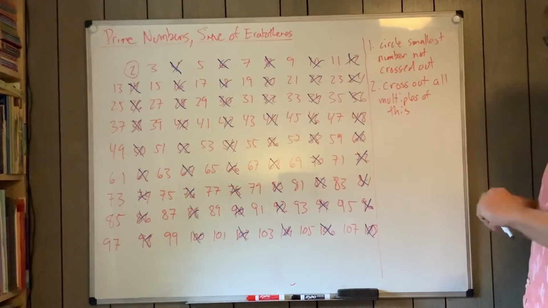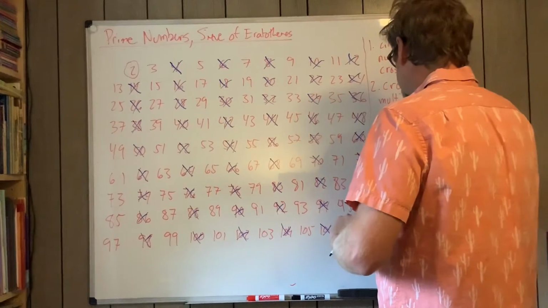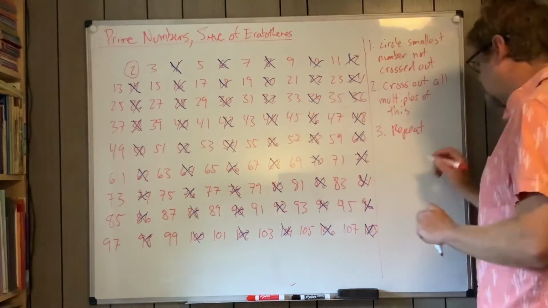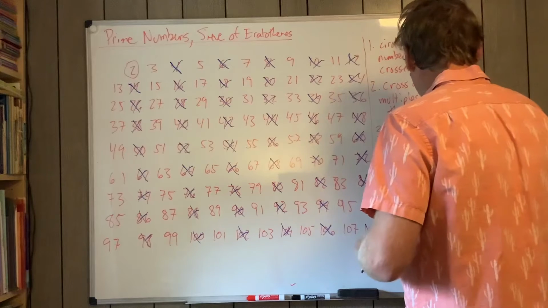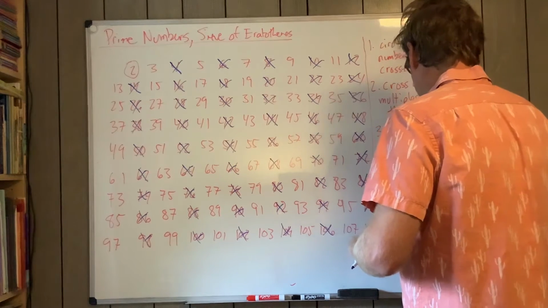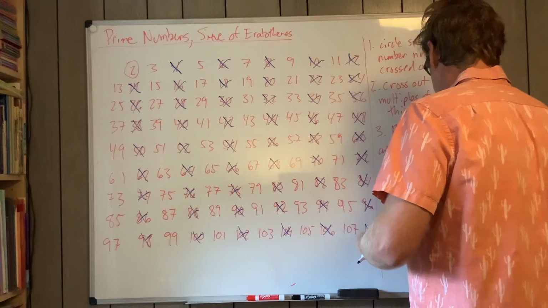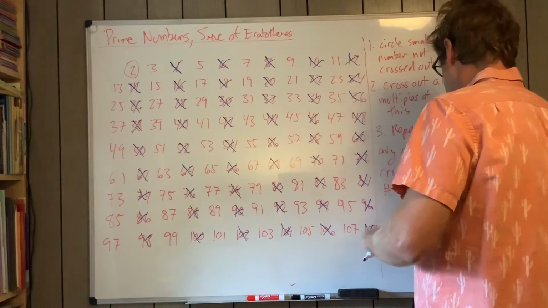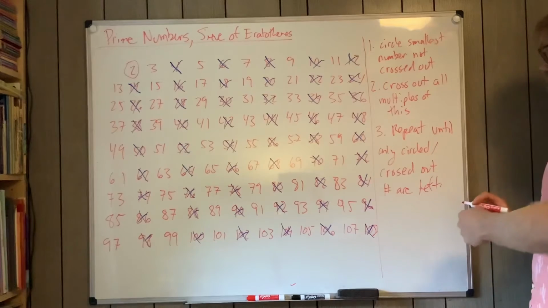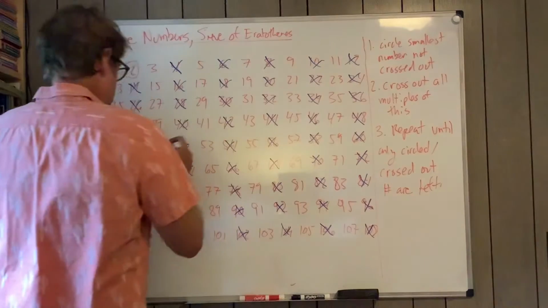Okay, so step 2, cross out all multiples of this. And then repeat until only circled and crossed out numbers are left. Okay, so we're just going to keep doing this. All right, so we'll do 3.